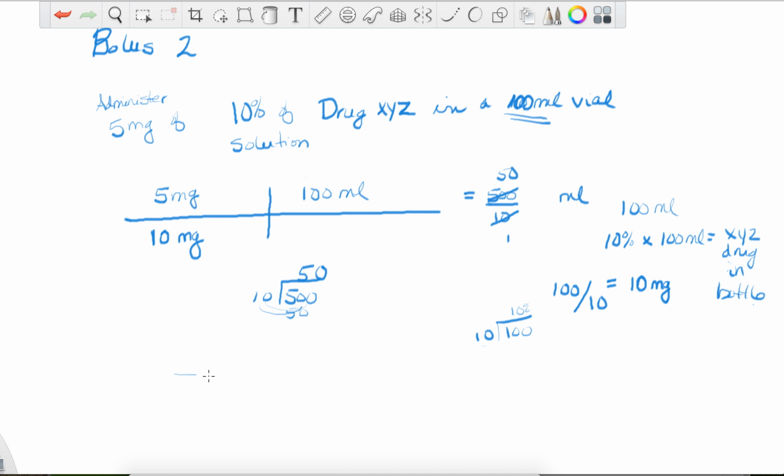If we wanted to reduce the numbers in place, 5 milligrams over 10 milligrams times 100 milliliters. So we could take away a 0, take away a 0, and now we end up with 5 times 10 equals 50, 1 times 1 equals 1. So 50 milliliters. And we end up with milliliters because milligrams and milligrams, those two units of measure, cancel out, and all we have left is milliliters. So if we give 50 milliliters of that container, then we will give the 5 milligrams that we are hoping to get, or wanting to get.